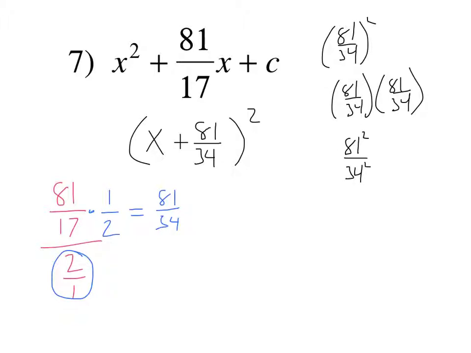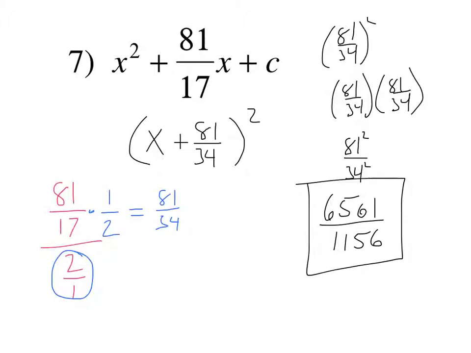Either way you do it, what's our answer? 6,561 over 1,156. There we go. It's a very large fraction. Well, no, it's just a little over 6. Just looks big. The whole thing is cut into a whole bunch of little pieces. All right. So there we go.